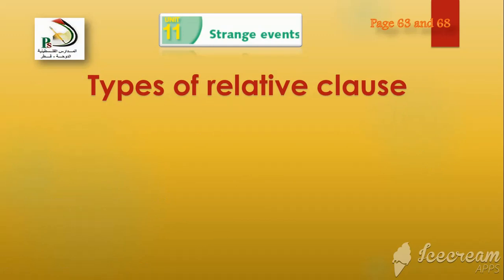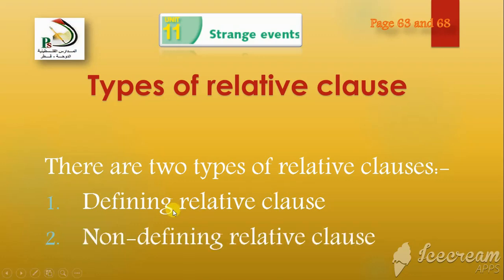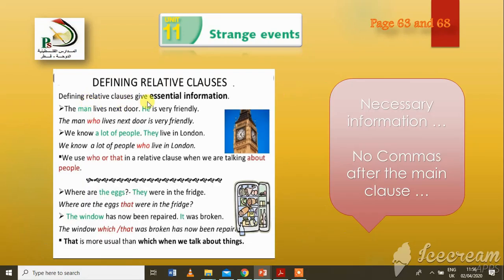Now, how many types of relative clause do we have? We have only two types of relative clause: defining and non-defining. Defining is also called essential relative clause, and non-defining is called non-essential relative clause. See, defining, non-defining. Yes, defining relative clauses give essential information. Essential, important, basic, very, very important.